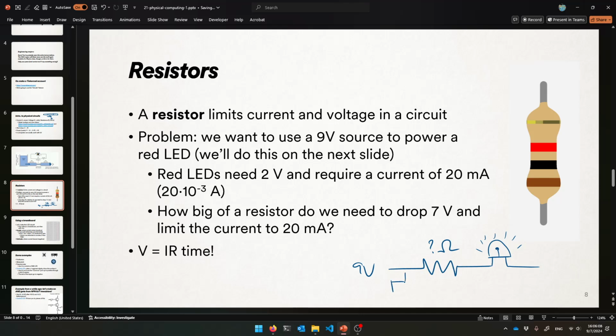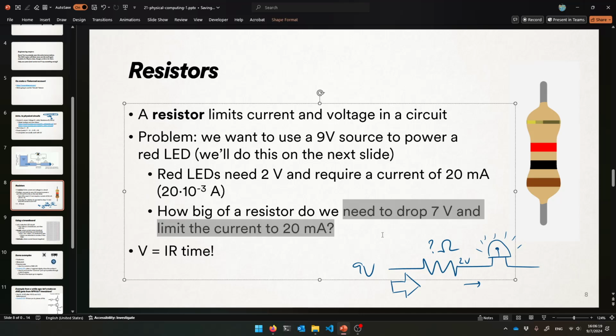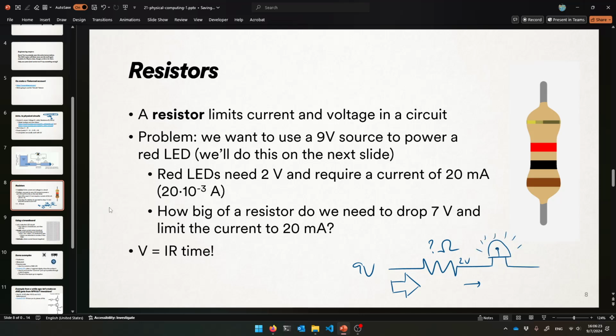So we've got a bunch of voltage, and we're going to limit it, as well as the current, down to baby amounts, with voltage down to 2 volts. That's what we would like to do. So how can we do that? How can we drop 7 volts if the LED is going to want to draw 20 milliamps? We can use V equals IR. So voltage is equal to current times resistance. We want to drop 7 volts across this resistor.